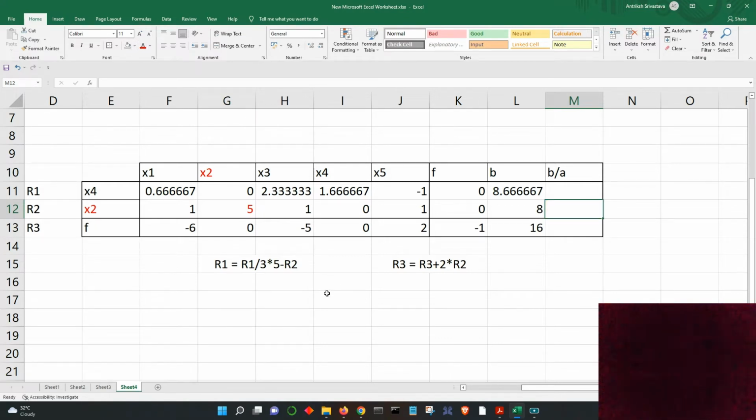Now one more thing that sir was doing in the lecture was he is making this as 1. But I suppose that we can do without that, because how do we calculate the value of x2 and the value of x4, we will see now. Let's see that. We have x4 and x2 as basic variables, right? So what will be the value of x1, x3 and x5?